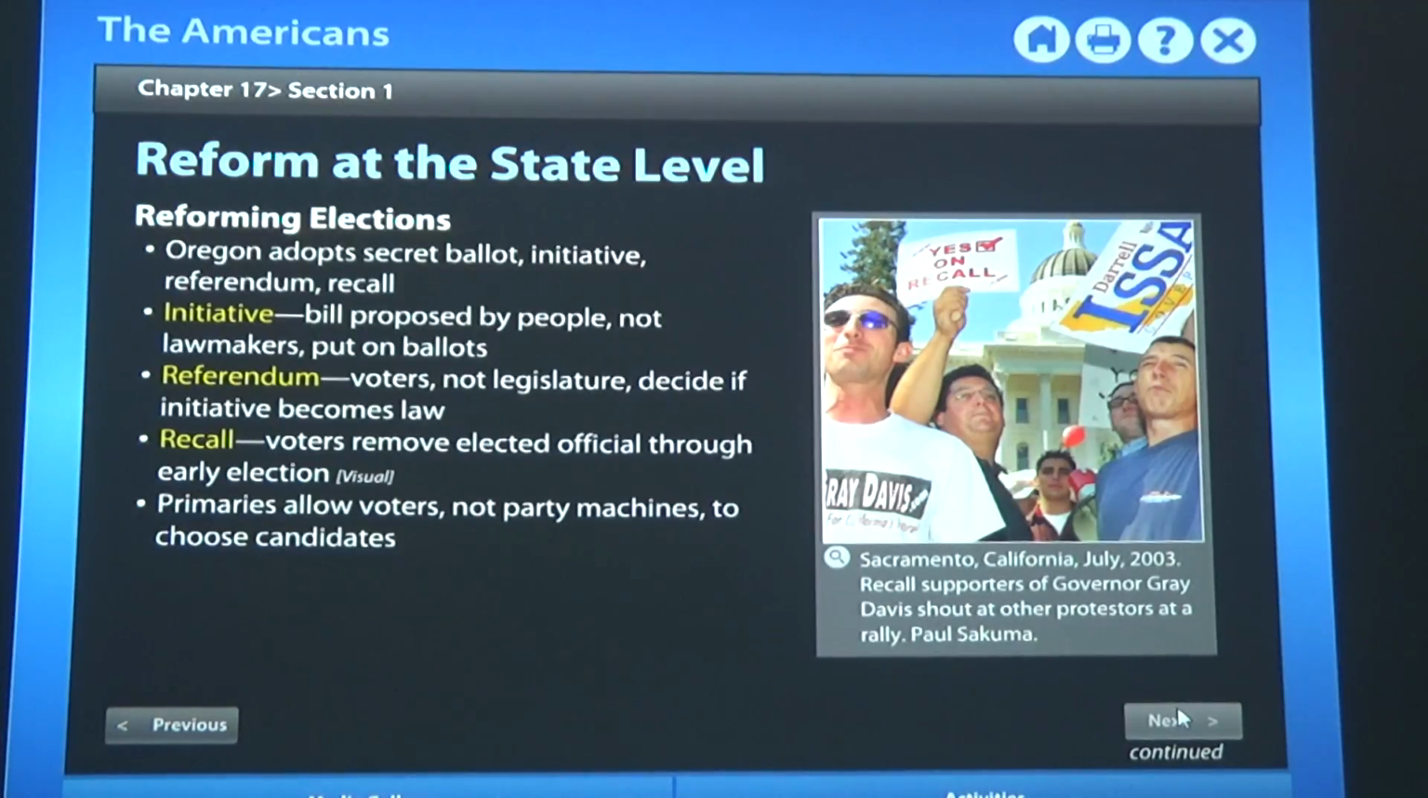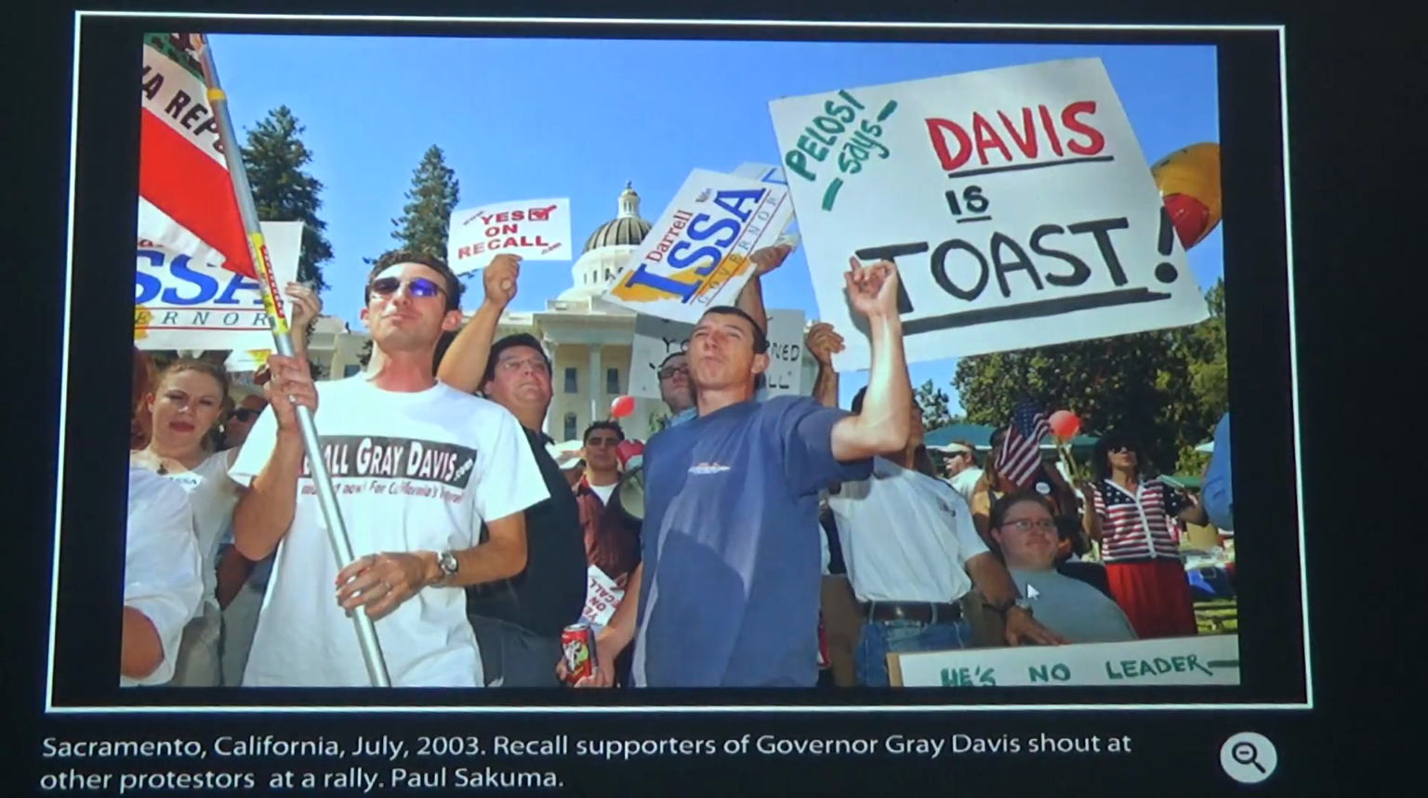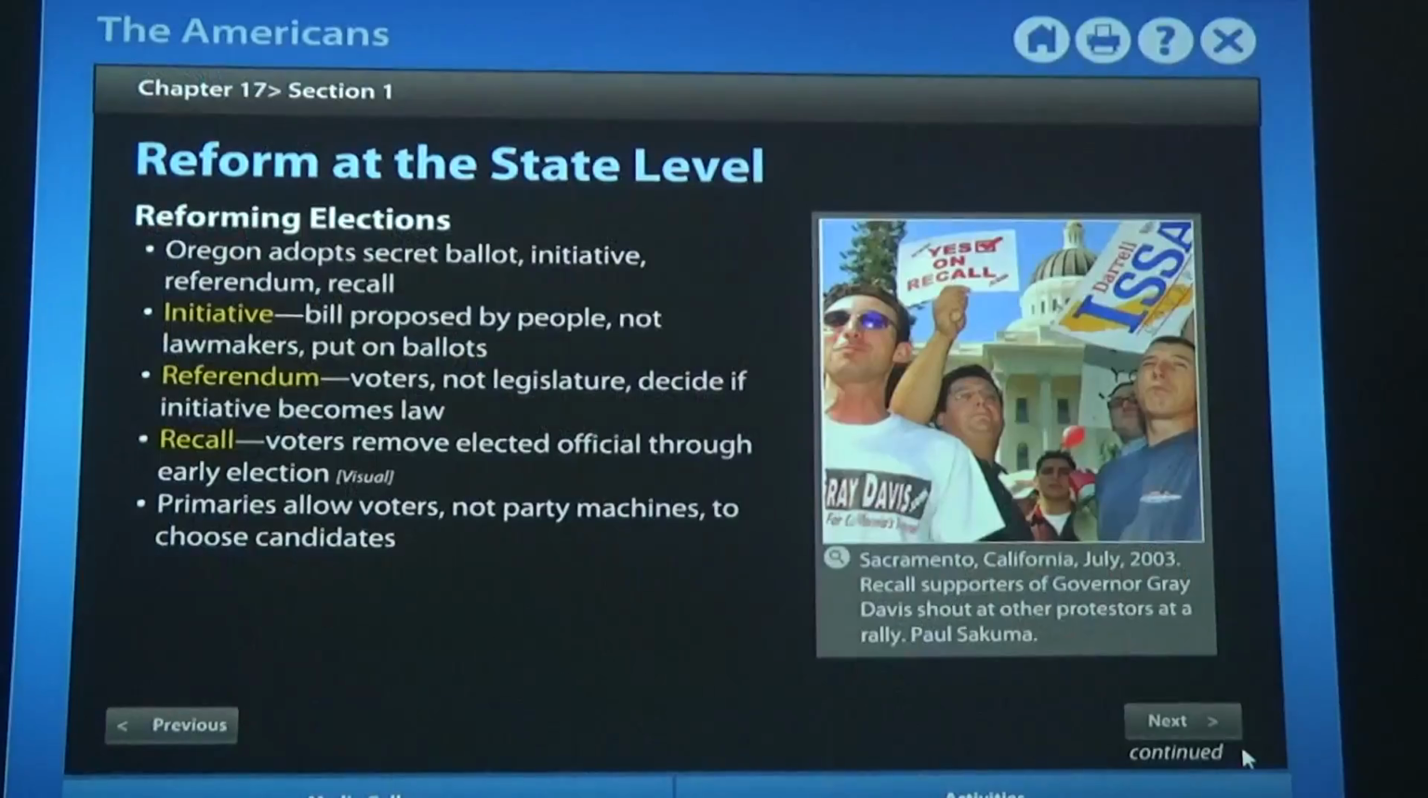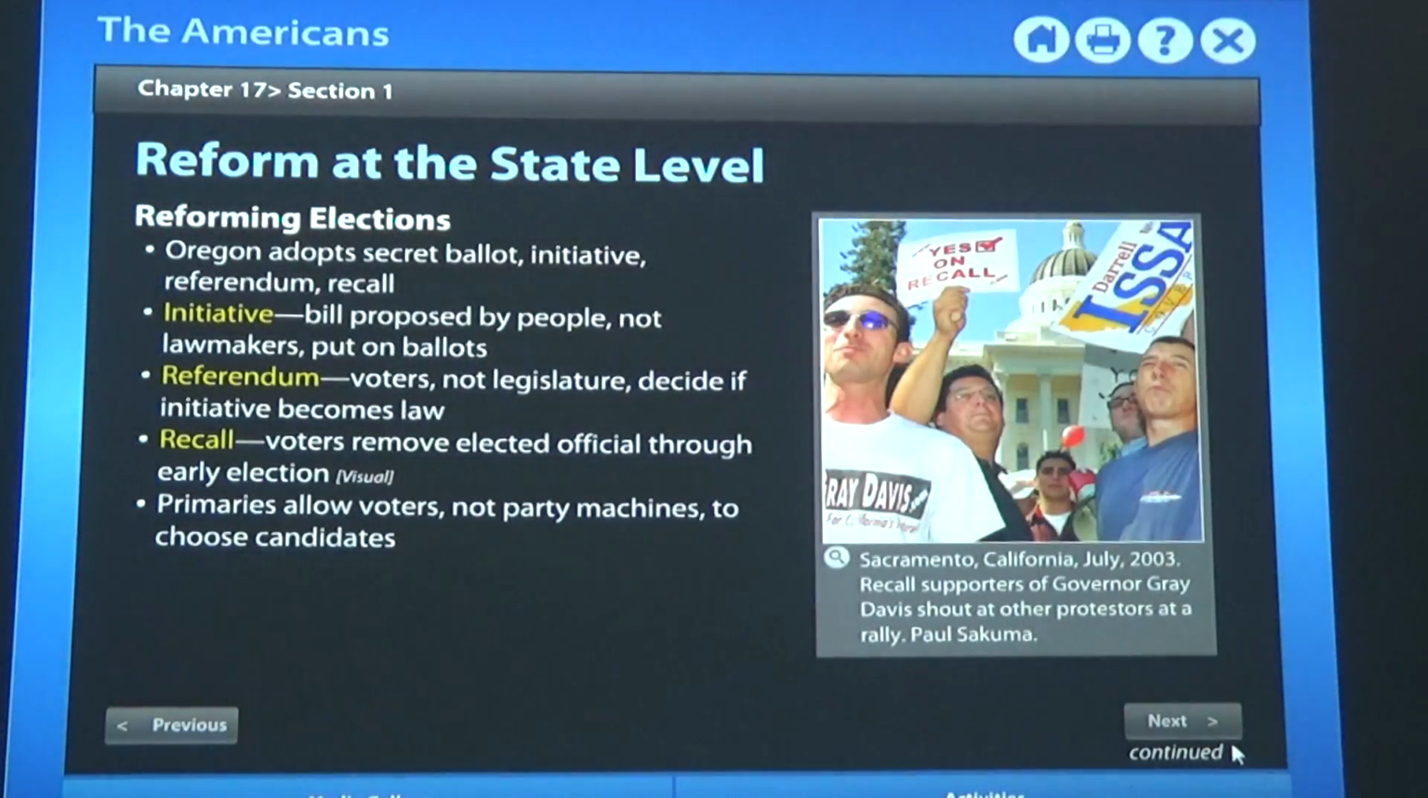A recall is when voters take out an elected official through an early election. Back in 2003, we had supporters of the recall of Governor Davis in California, and in his place came Arnold Schwarzenegger, known as the Governator. Also, primaries allowed voters, not party machines, to choose candidates. We use the primary process in our parties to select a presidential candidate, as happened this past winter and spring for the 2016 election.